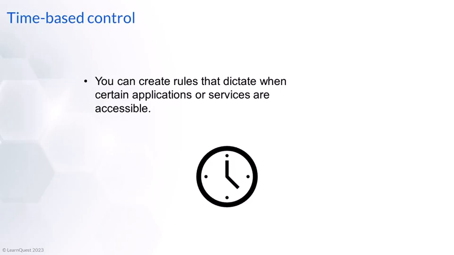Time-based controls add an extra layer of flexibility to your policies. You can create rules that dictate when certain applications or services are accessible. For instance, you might permit video streaming during break times but restrict it during office hours to ensure optimal network performance.